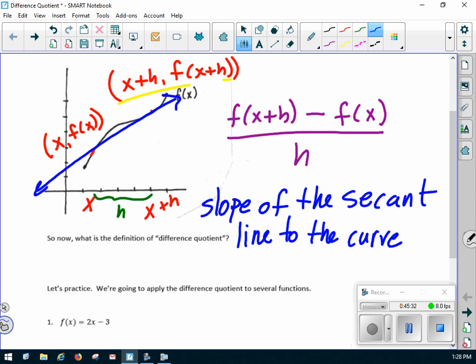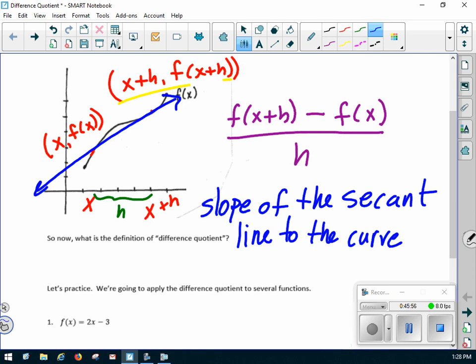F of x plus h minus f of x over h. Learn it. Don't memorize it, learn it. You found the slope of the secant line to that curve. Now, let me give you just a little taste of calculus. Little taste of calculus. Don't write this down. Just want you to absorb it, okay?